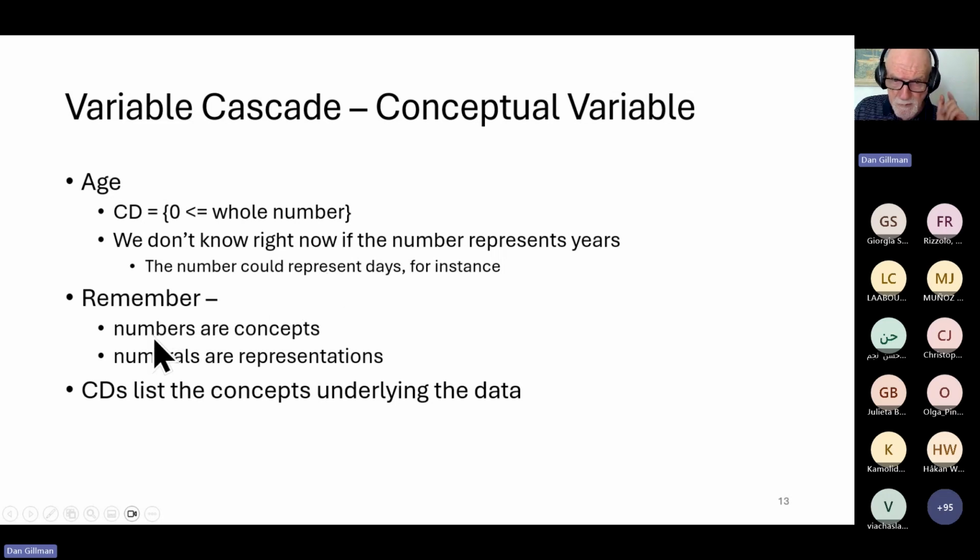But numbers themselves are concepts. So when we talk about whole numbers, we're talking conceptual. And this is what we mean by a conceptual domain for a range. So the conceptual domains list the concepts underlying the data that the data represent.